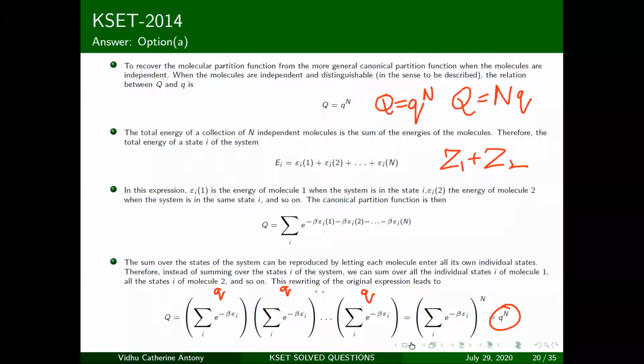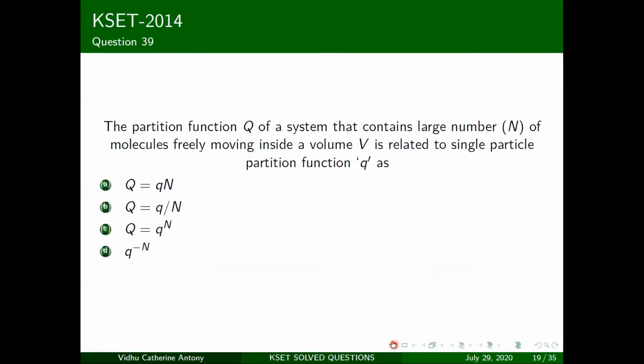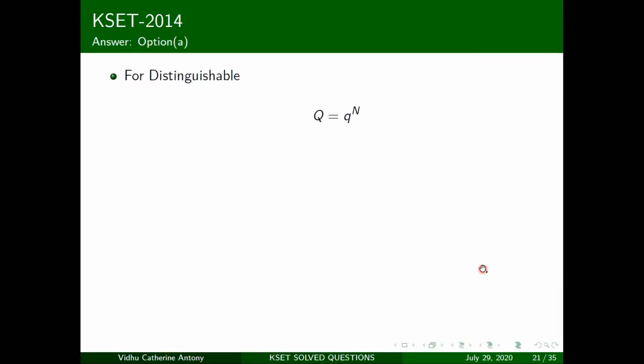Another thing that I want to tell you about is distinguishable and indistinguishable particles, because if you look at this, they haven't told you whether these n molecules are distinguishable or indistinguishable. If you end up having an n factorial somewhere here, you're going to be in for a toss. So I will elaborate on this a little bit more. For distinguishable particles, it's going to be Q is equal to q to the power n.